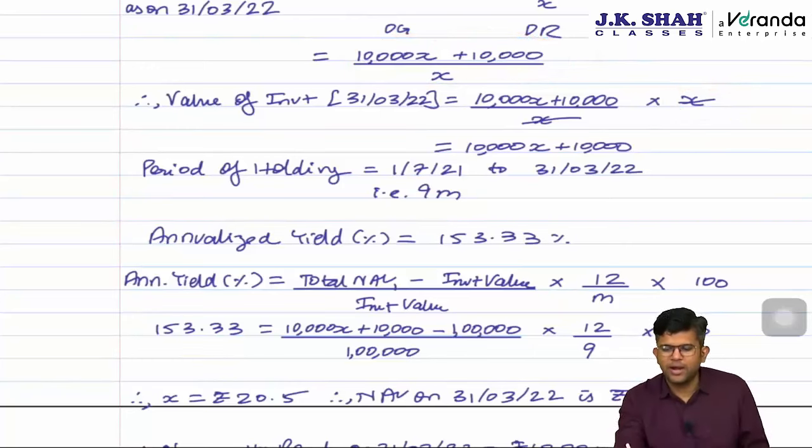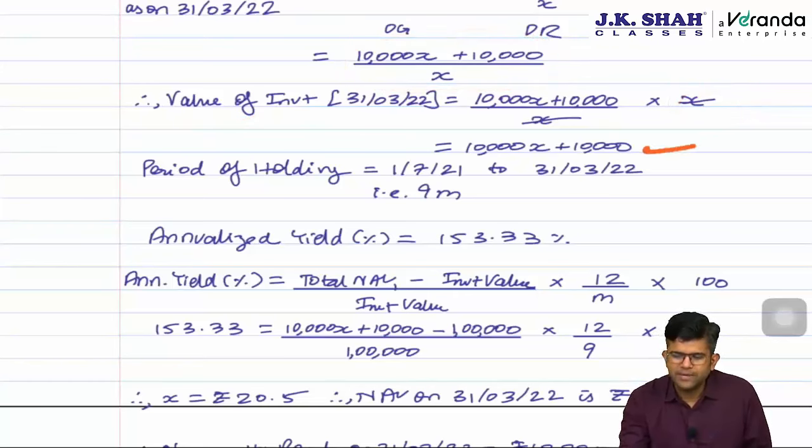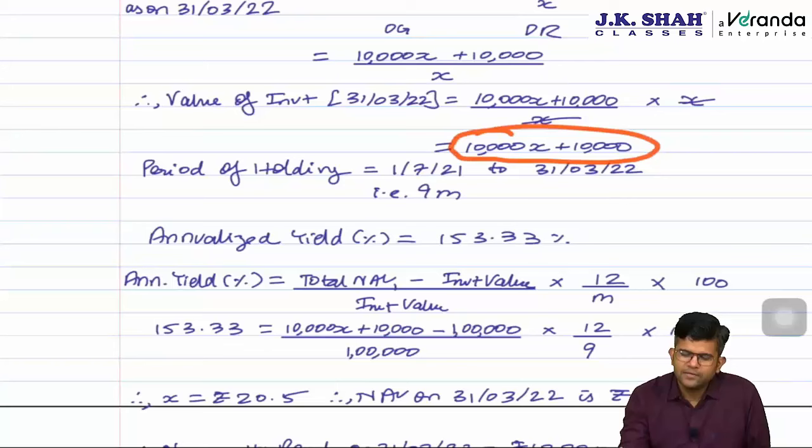So the number of units you had were these. When you multiply this by the NAV, that will give you the value of your investment. And when you open this up, it comes to 10,000x plus 10,000. So students, why are we calculating the value of investment?